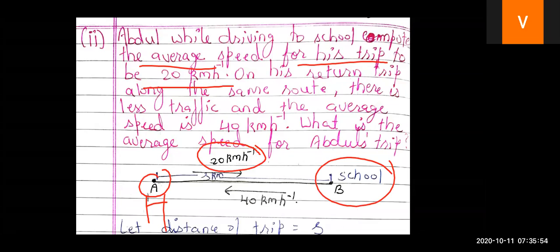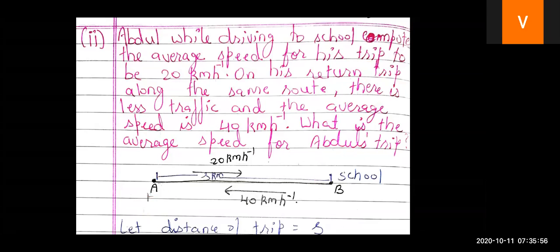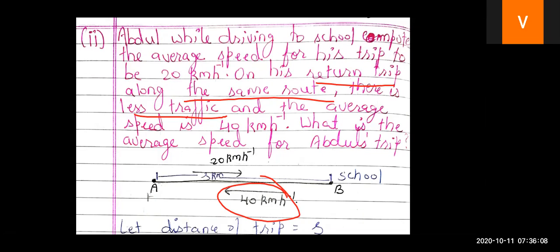Now, while he is coming back on the return trip, on the same route, there is less traffic, and because of the less traffic, his average speed is now 40 kilometers per hour. Right, children? So now his average speed is 40 kilometers per hour. What we need to find out? What is the average speed for Abdul's trip?